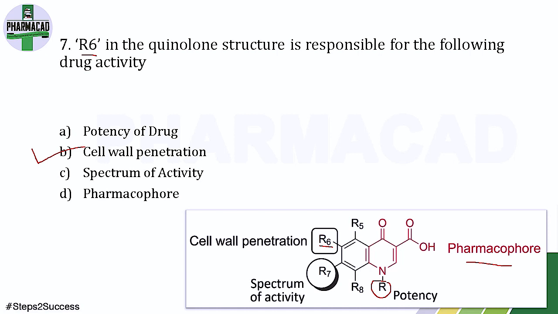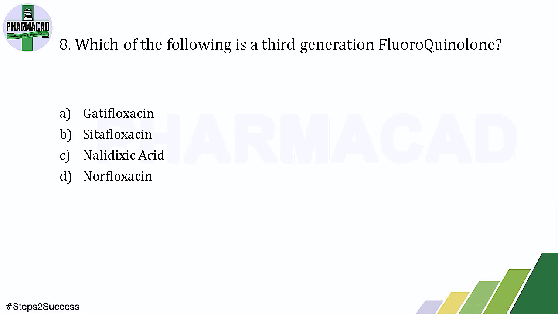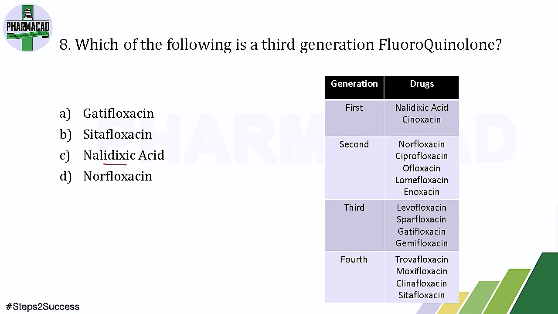Moving ahead, which of the following is a third generation fluoroquinolone? For this, you all need to know the classification of fluoroquinolones very well. Nalidixic acid, as you know, is the first generation. So for third generation, you need to know this table very well.